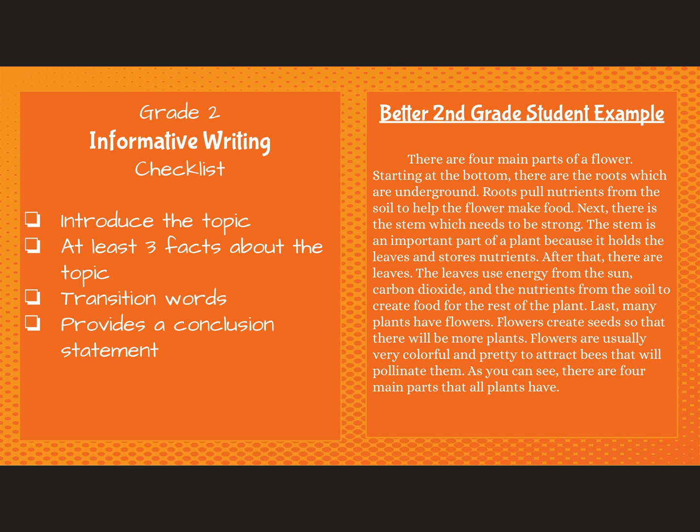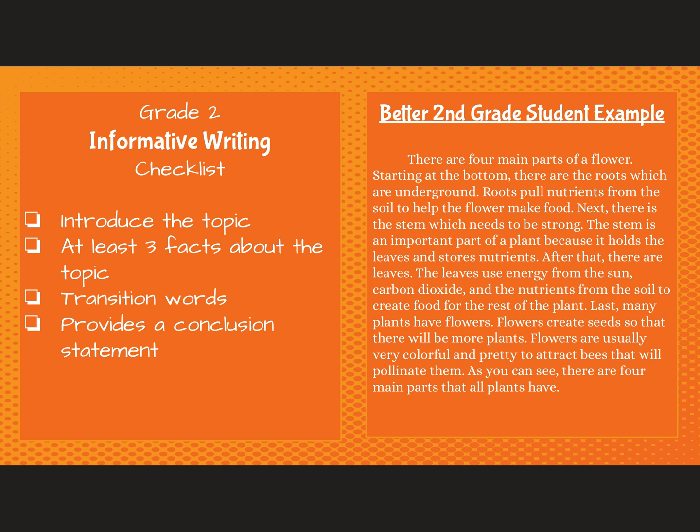Now, here we have a better second grade student example, and the only thing that they've changed with this one is that they have added elaboration or more information about each of their facts. So, there are 4 main parts of a flower. Starting at the bottom, there are the roots, which are underground. Roots pull nutrients from the soil to help the flower make food. Next, there is the stem, which needs to be strong. The stem is an important part of the plant because it holds the leaves and stores nutrients.